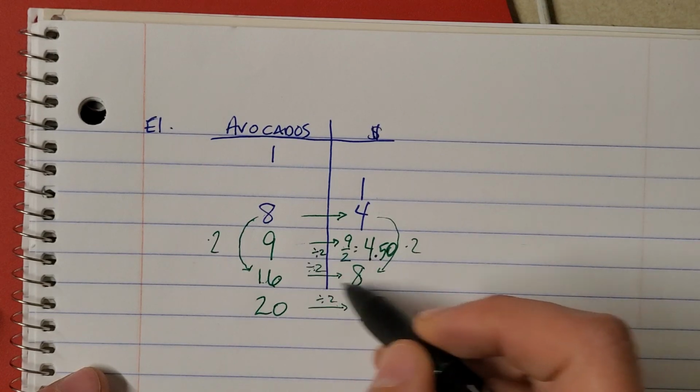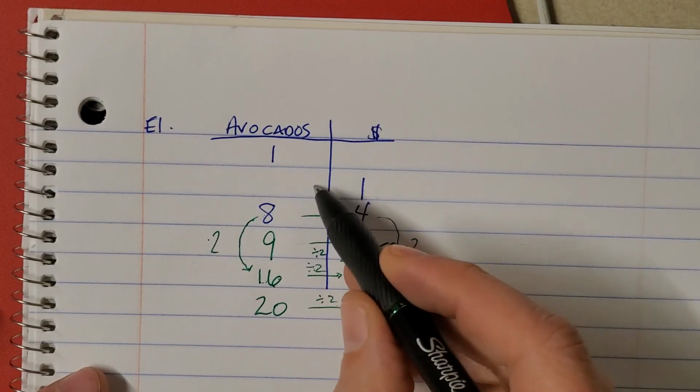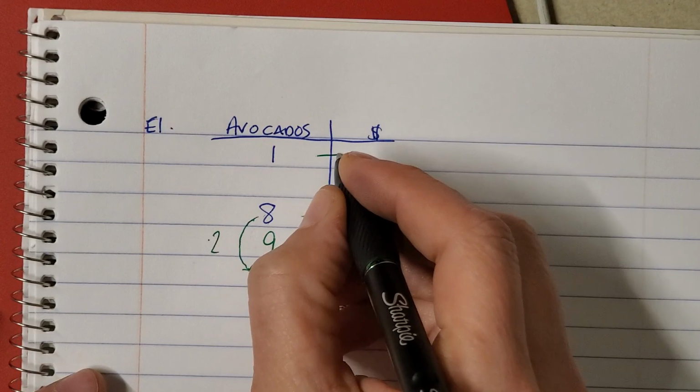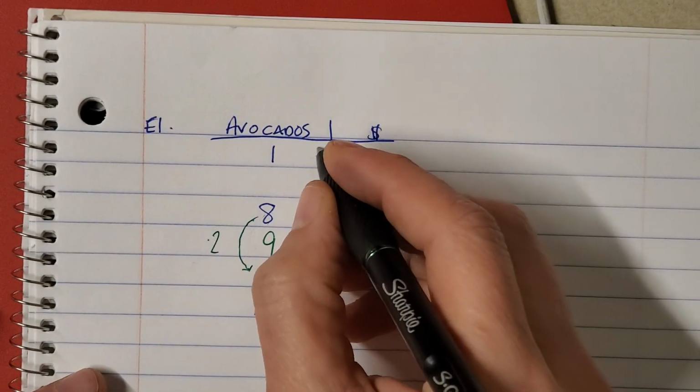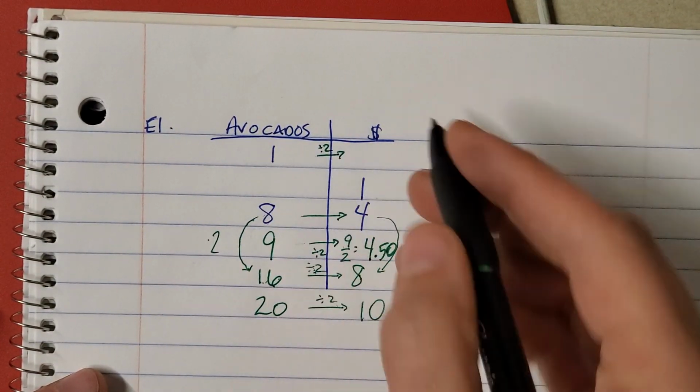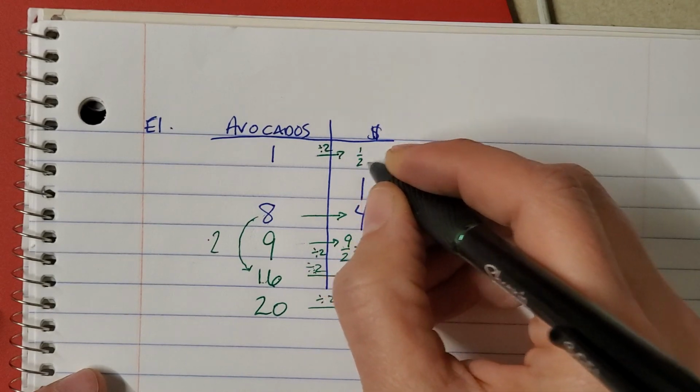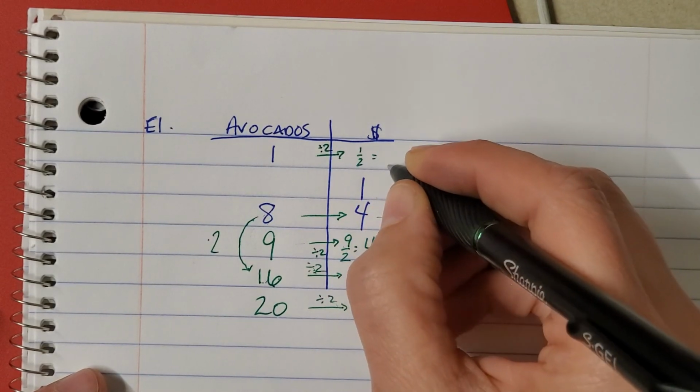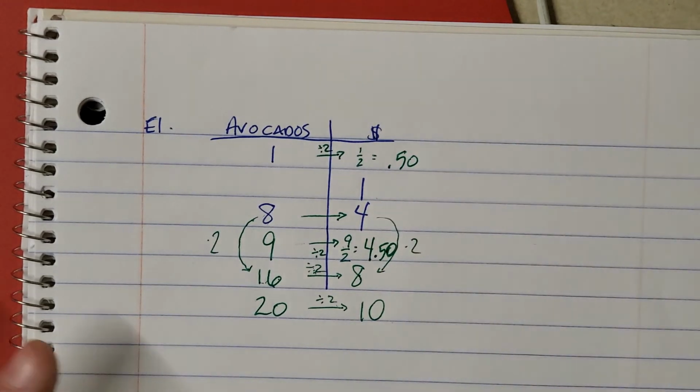Okay, well, let's go back up here. Well, we got all these arrows going left to right, left to right. Oh, that's not going to help me right here. What about right here? It says I divide by 2 if I go this way. What's 1 divided by 2? 1 divided by 2 is a half. Oh, that's 50 cents. Costs 50 cents for 1 avocado.